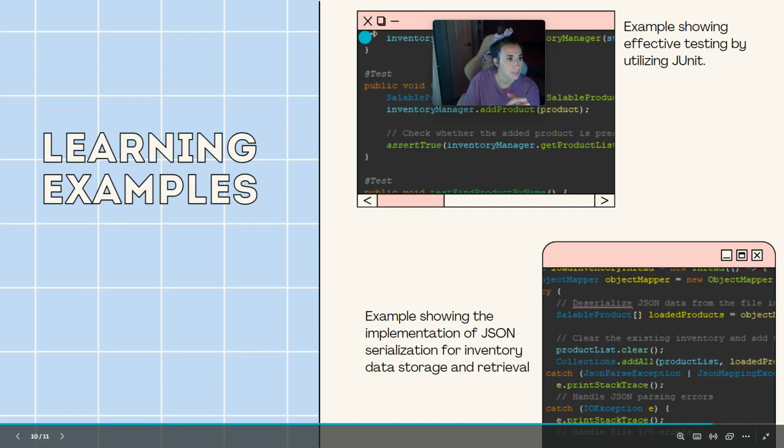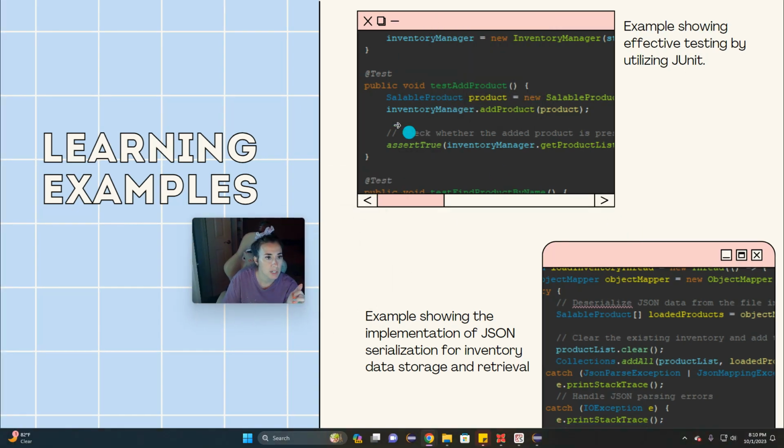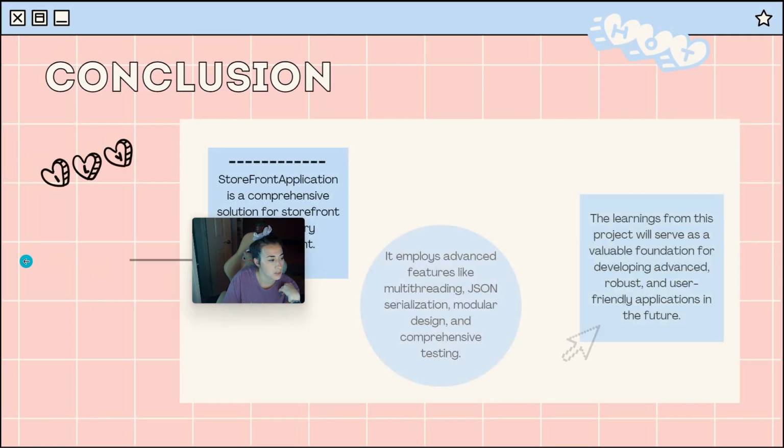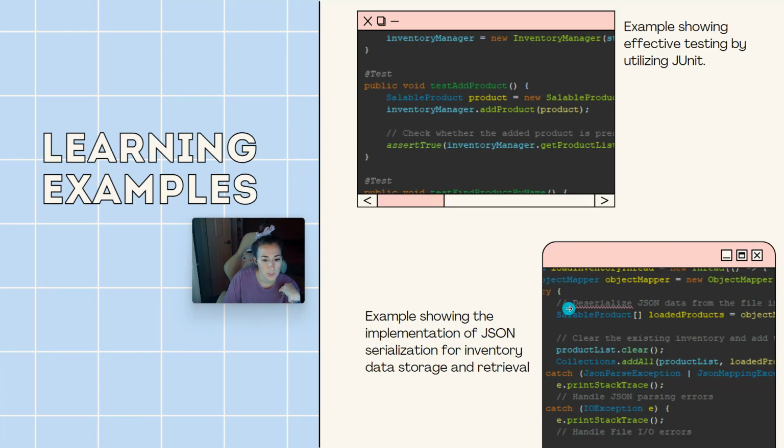So learning examples, here's some things that I learned. Here's the JUnit testing. You can see where I'm testing the add product. Over here, example implementation. You can see where I'm implementing JSON serialization. Whoops, the JSON files. This is where it's being deserialized, but you can see the object mapper there.